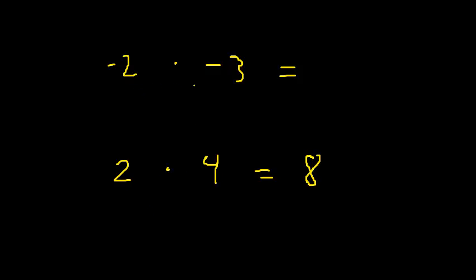Multiplying and dividing signed numbers can actually be a little easier. Say for example we have -2 times a -3, or even 2 times 4. We can multiply these together. Anytime you're multiplying numbers with the same sign, your answer will always be positive. So 2 times 4, as always, is 8, and -2 times a -3 is going to give us a positive 6. So again, anytime you have numbers with the same sign, a negative times a negative or positive times a positive, your answer will always be positive.